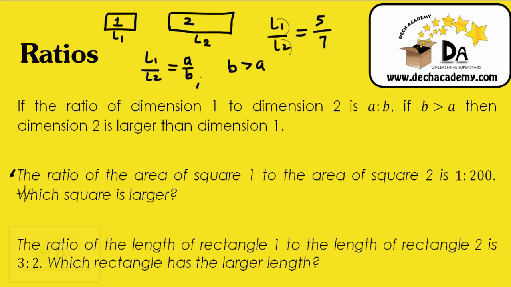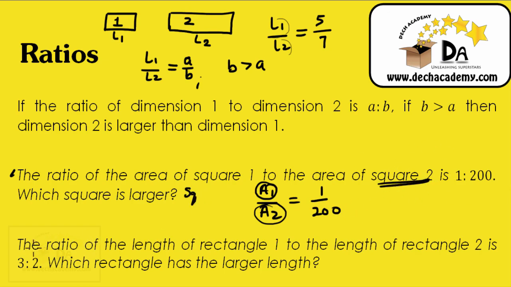So consider this. It says the ratio of the area of square 1 to the area of square 2 is 1 to 200. So I have two squares. The area of square 1 to the area of square 2 is 1 to 200. And it asks which square is larger. Because 200 is greater than 1, the area of square 2 is greater than the area of square 1. So square 2 is larger. So which square is larger? Square 2. I'll just underline it there.